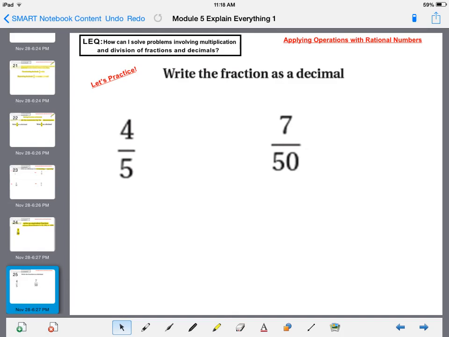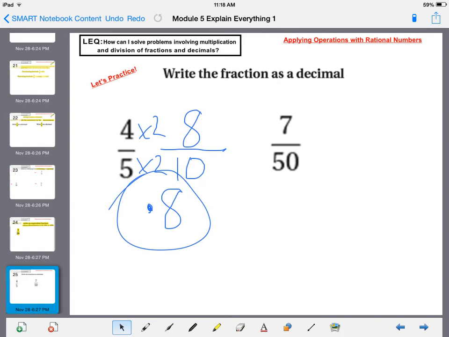But to save us time, and since we know this quick trick, we can make this 8/10ths. And we go 5 times what number is 10? Times 2. What I do to the denominator, I do to the numerator. And so 4 times 2 is 8. And 4 fifths is the same as 8/10ths as a decimal. We're going to do the same thing with 7/50ths. This one we can turn into 100. 50 times what will get me 100? What I do to the denominator, I do to the numerator. 7 times 2 is 14. And so 7/50ths is the same as writing the decimal 14 hundredths.